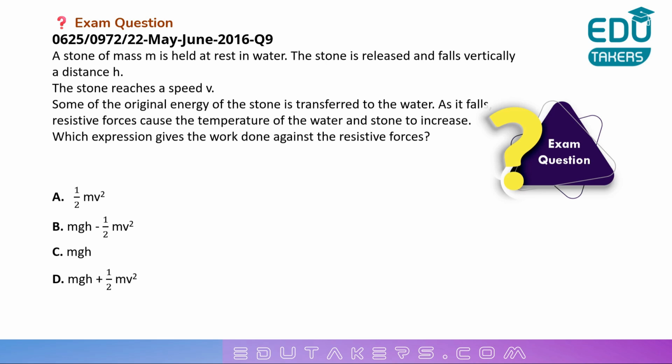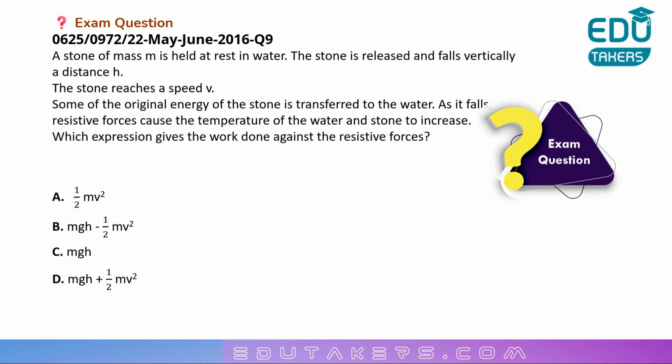Option A, 1 over 2 mv squared. Option B, mgh minus 1 over 2 mv squared. Option C, mgh. Option D, mgh plus 1 over 2 mv squared. Take some time to work out the correct option.